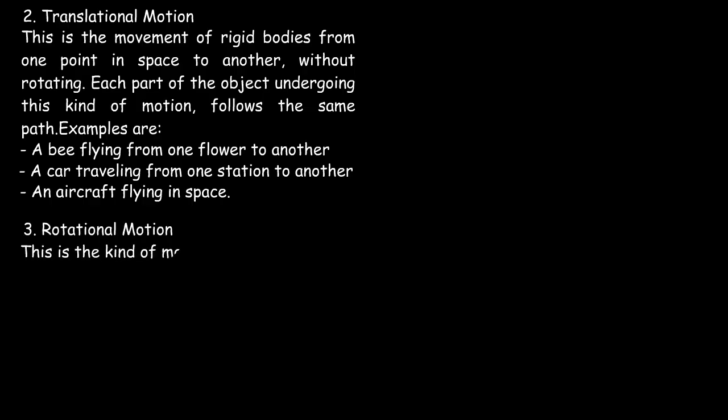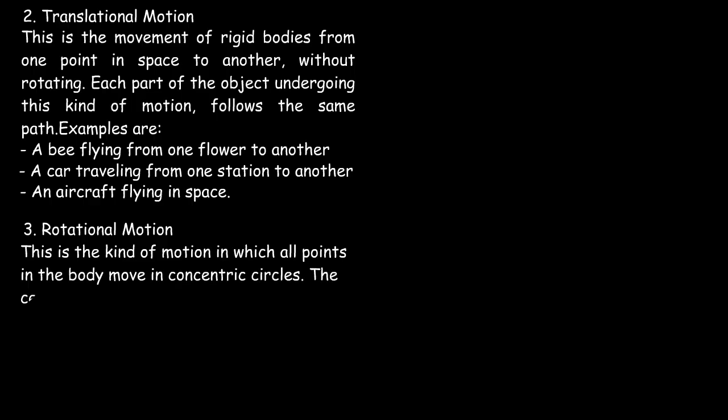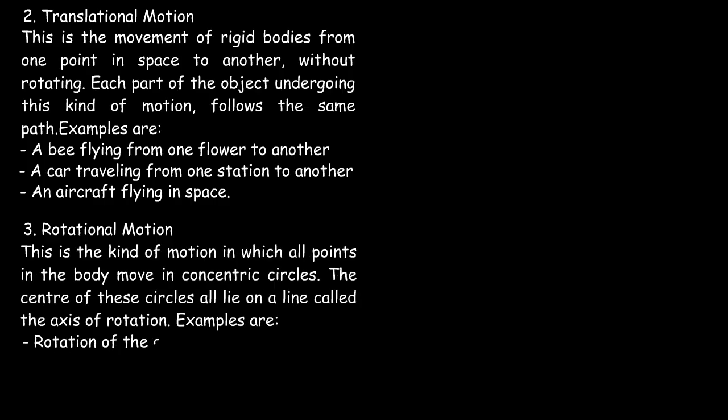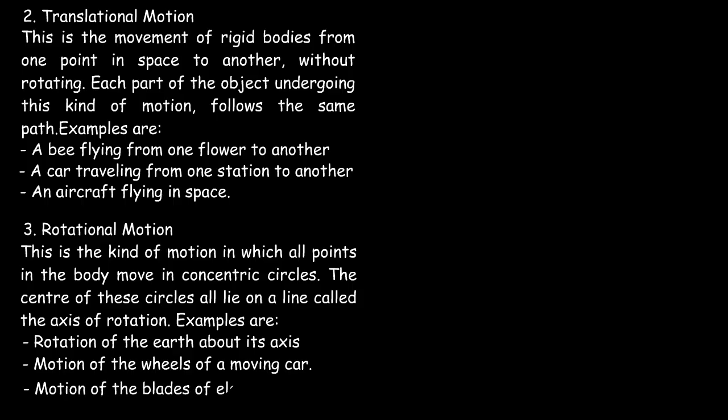Number 3, rotational motion. This is the kind of motion in which all points in the body move in concentric circles. The center of these circles all lie in a line called the axis of rotation. Examples are rotation of the earth around its axis, motion of the wheels of a moving car, and motion of the blade of electric fan.